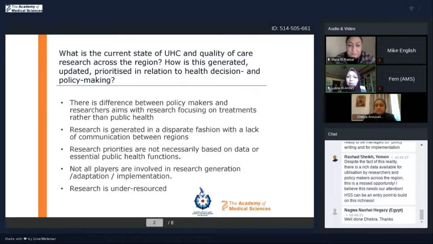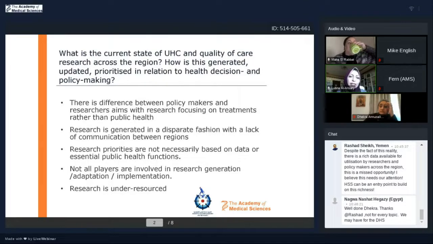It's difficult to say what they have succeeded in. Research is generated in a disparate fashion. I wouldn't say haphazard, but it's not coordinated, and it's not done in a manner that enables others to compare the outcomes of that research. So there is a lack of communication and coordination between groups.